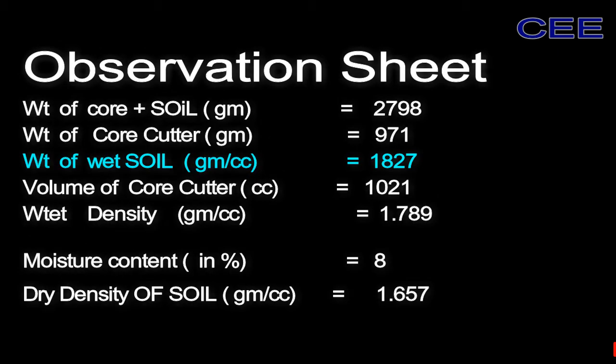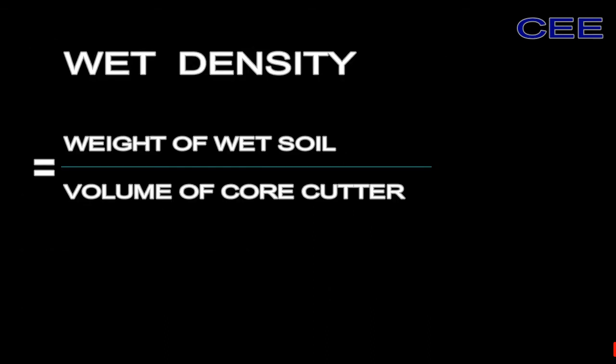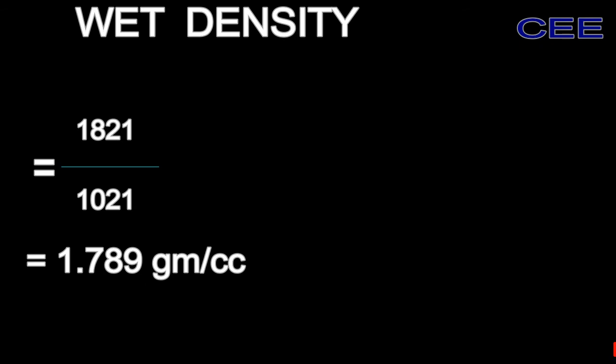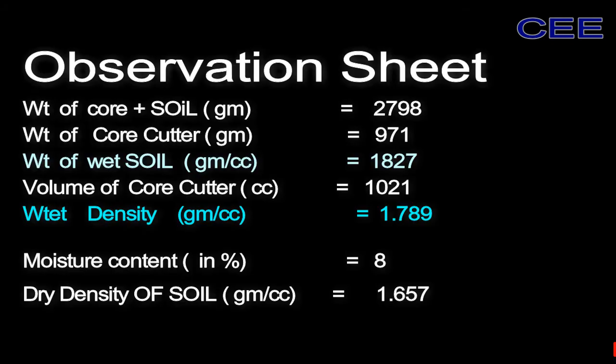Now the wet density will be equal to the weight of wet soil divided by the volume of the core cutter. Now this will be equal to the weight of wet soil, 1827, divided by 1021. This comes to 1.789 gram per cubic centimeter. This is the wet density of the soil.